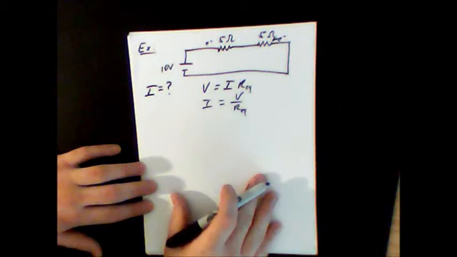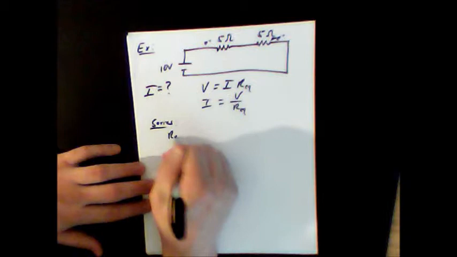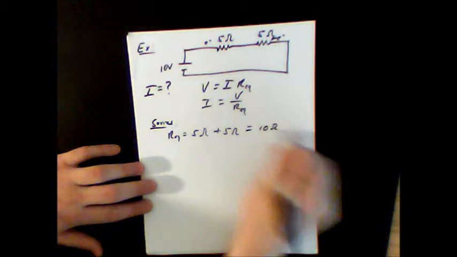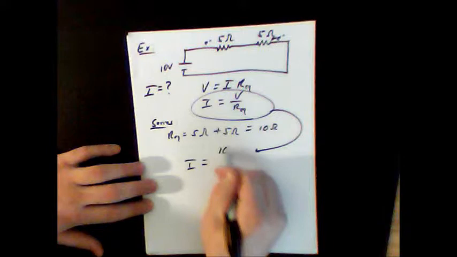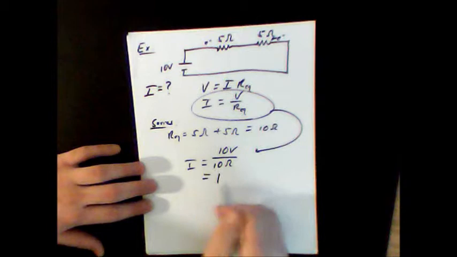You guys know that this is a series circuit, so to find the equivalent resistance, it's pretty quick. We have 5 ohms plus 5 ohms gives us 10 ohms. So now we're going to use this. I is equal to the voltage, 10 volts, divided by 10 ohms. 10 divided by 10 should give you 1 volt per ohm, or 1 amp. Excellent. Hold on to that for a minute.